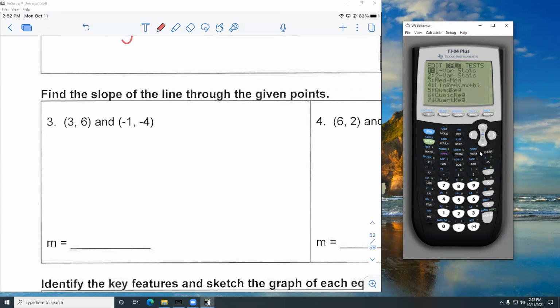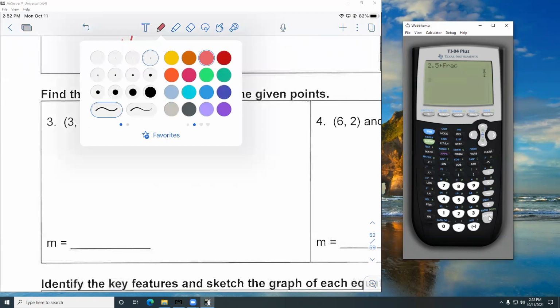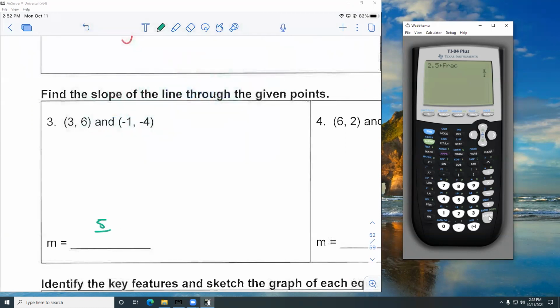Stat, over to calc, down to number 4. Enter, enter, enter, enter. And it's asking for the slope. My slope here is 2.5. Remember, I usually like to write my slope as a fraction. So I'm going to go back to my home screen. I'm going to type in 2.5, and I want math, enter as a fraction. So my answer for my slope is 5/2.